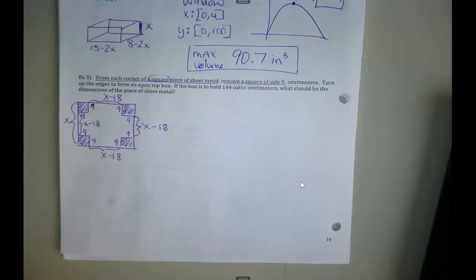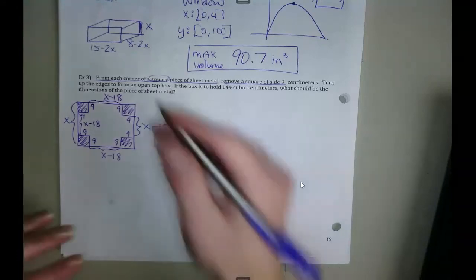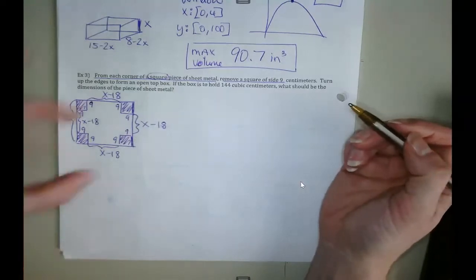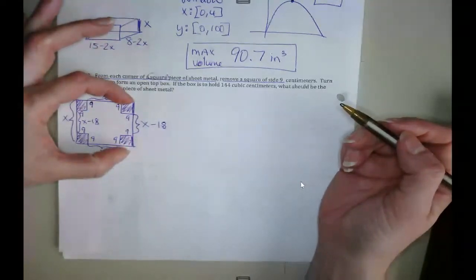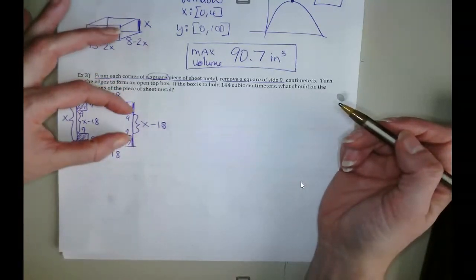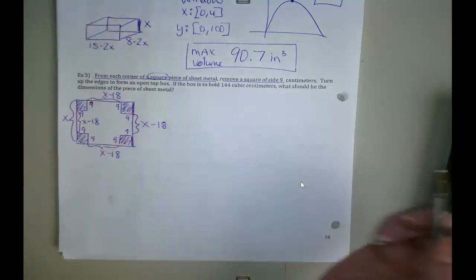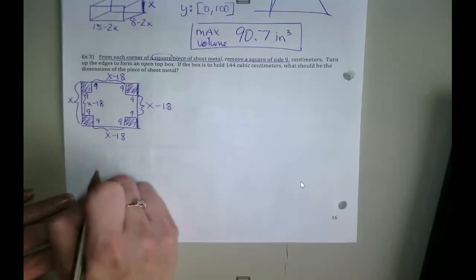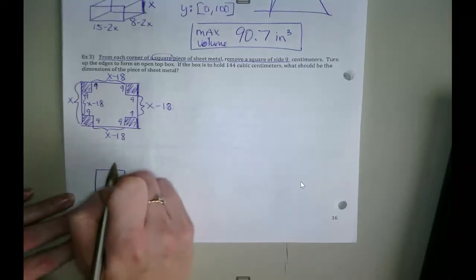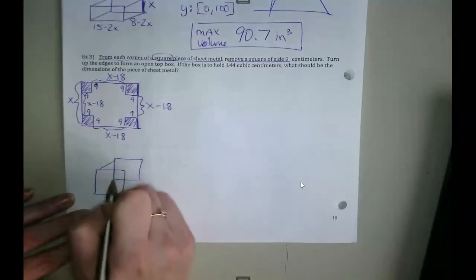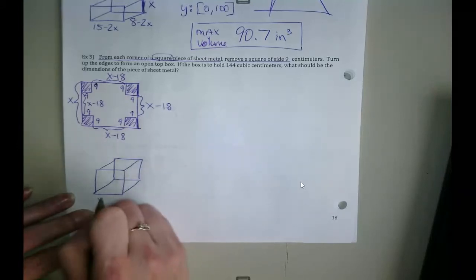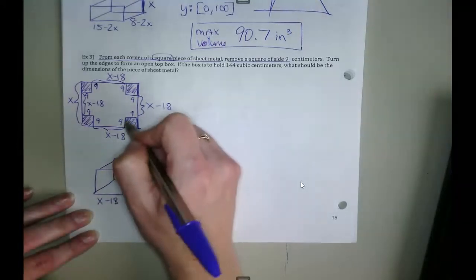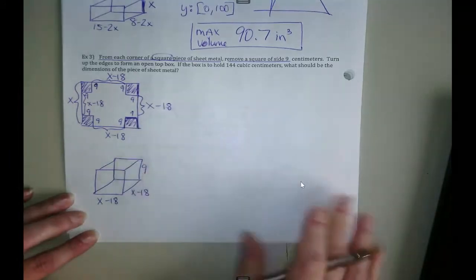Now, if you're thinking, where did she get 18 from? Just remember, 9 plus 9 is a total of 18. So if the original length was X, and I took 9 from this side and 9 from this side, I took 18 away from the original length. So if I draw this as a 3-dimensional shape, this side would be X minus 18, this side would be X minus 18, and the flap is your height. So the height is now 9.